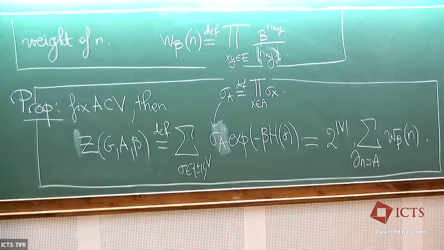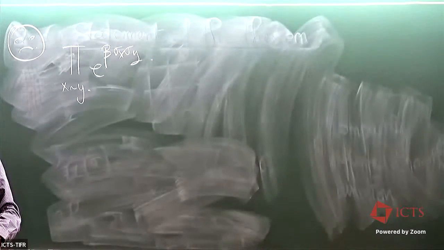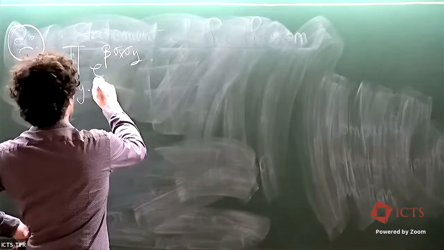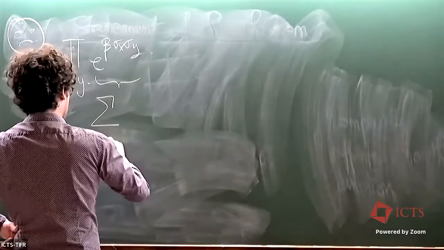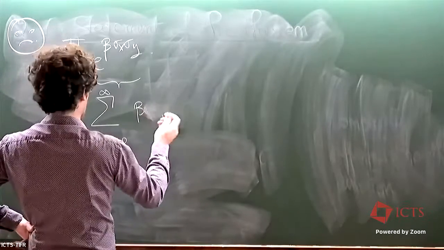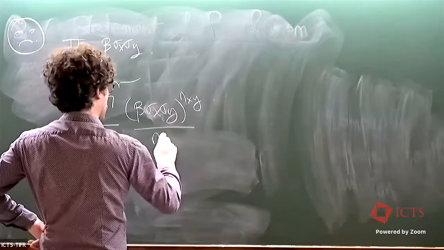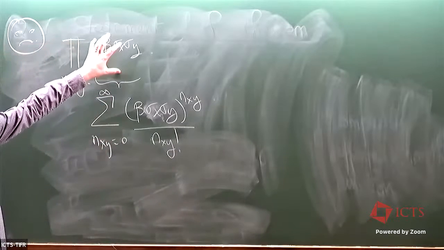So here I'm not going to do it because I can really promise you that anybody in this room can do it on his own. But basically what you do is that you write the product of e to the beta sigma x sigma y, where x is neighboring y. So this is just e to the minus beta Hamiltonian. You just expand this as sum for nxy equals 0 to infinity of beta sigma x sigma y to the nxy divided by nxy factorial. So you just Taylor expand each one of the terms.